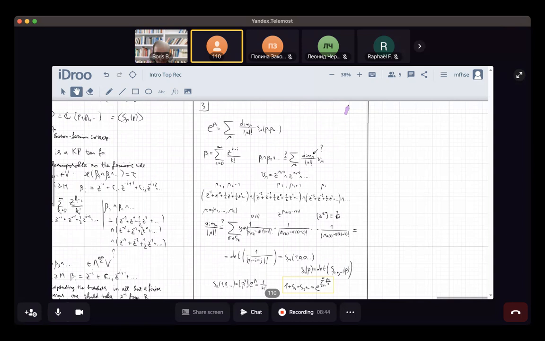So in other words, if we take a function that is linear in p and take the exponential of that, it's a tau function. Indeed, we will see it on the seminar.